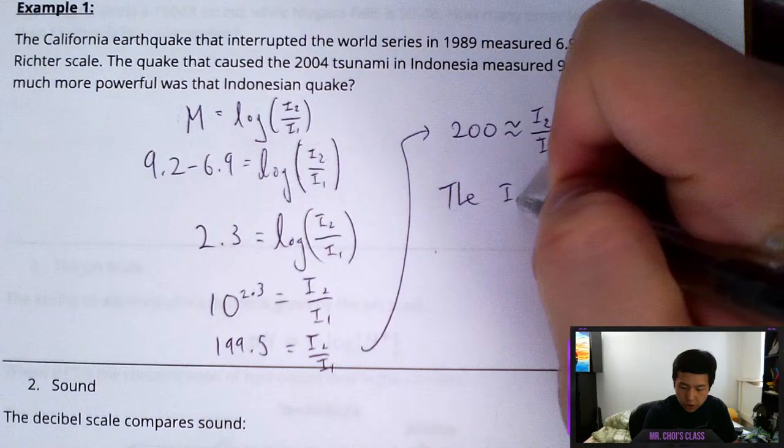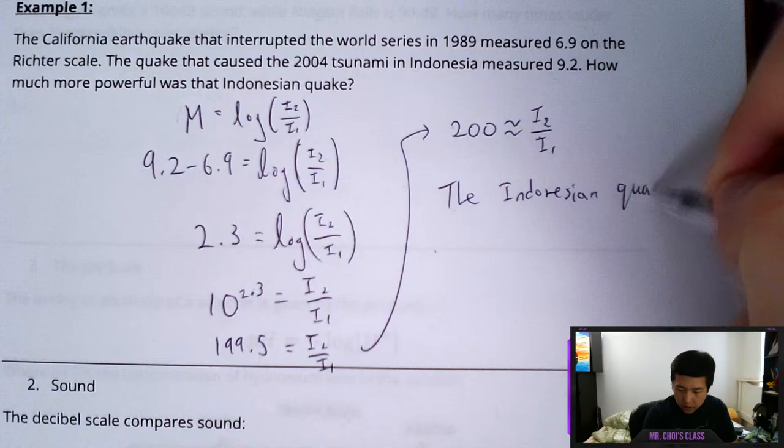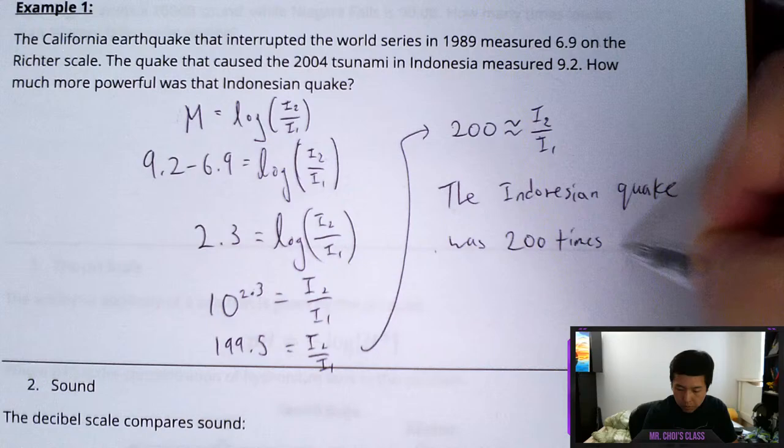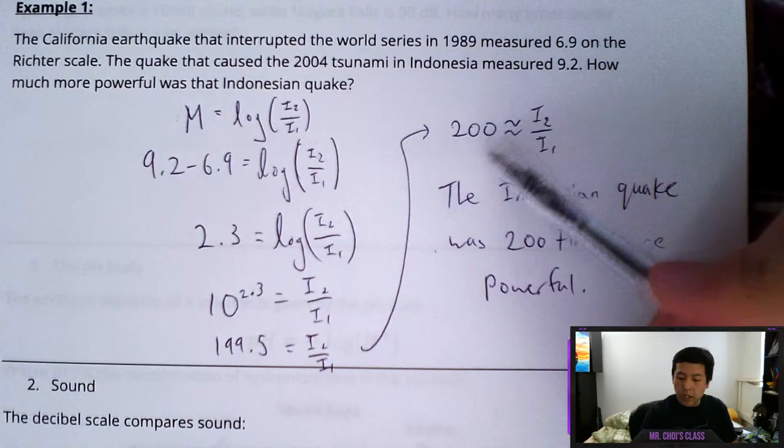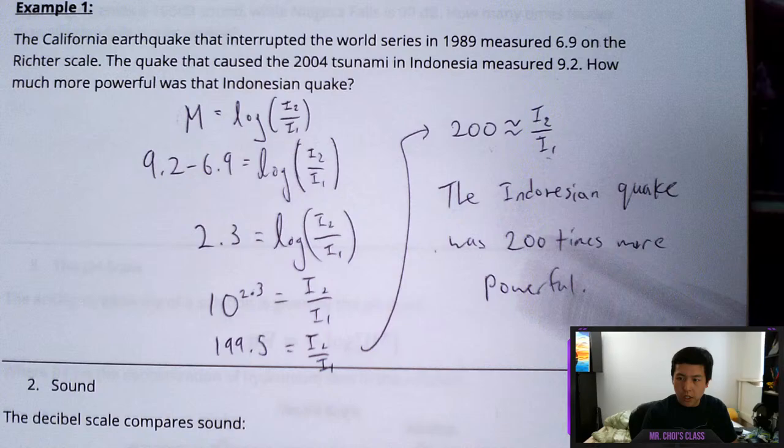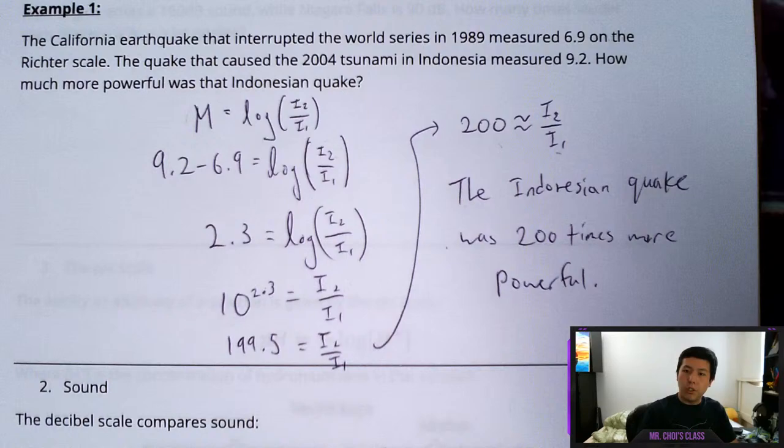And so how much more powerful, we can say that the Indonesian quake was 200 times more powerful, right? So we have the comparison, the ratio of the intensity of the second and the first is 200, which means it's 200 times more powerful. And that's a very simple application for earthquakes. So let's move on into a different example.